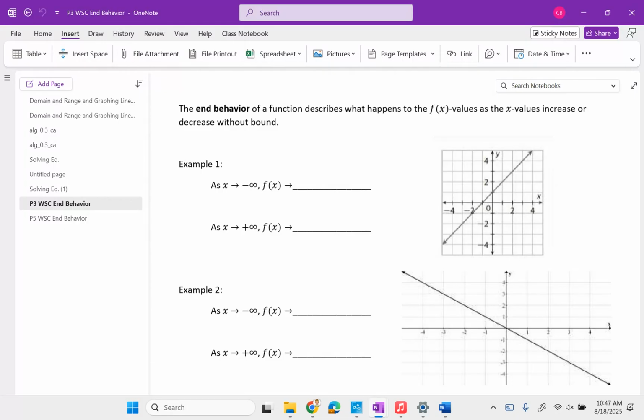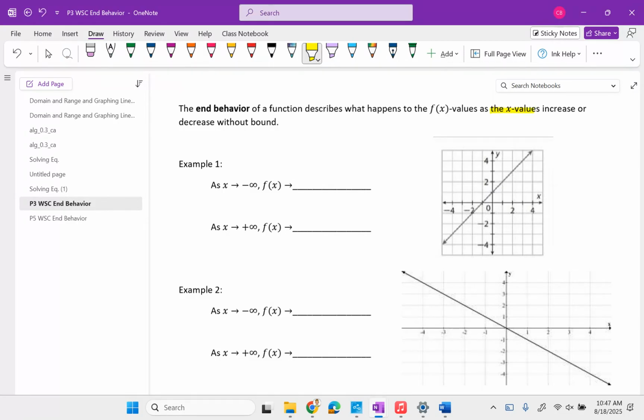So the end behavior, it's basically describing what's going on at the ends of the function, okay? But it uses this kind of funny word at the end that says that the x values increase or decrease without bound. So first of all, first thing I would note is we're not talking about the y values, we're talking about the x values. So what is happening to the y values? So f of x is saying y. So where's the y going when the x is going and going and going? These words without bound, that means it's going to plus or minus infinity. So whenever you see without bound, that means it goes on forever.